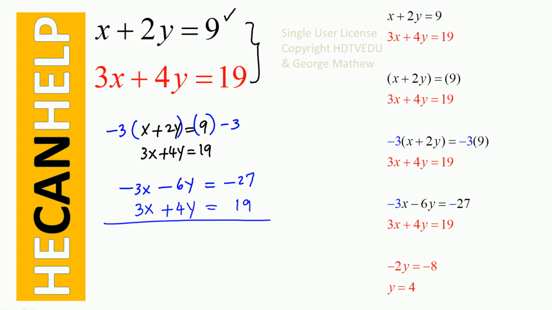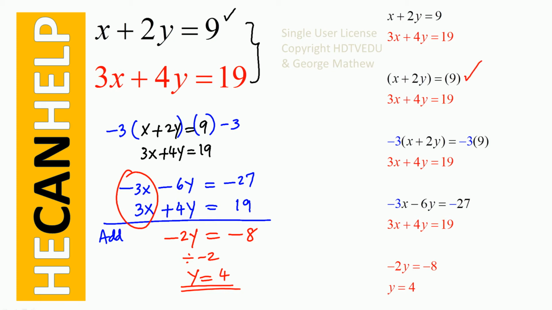And what do we do now? Add. And what do we get? What is 3x minus 3x? This is equal to 0. What is negative 6y plus 4y? It is negative 2y. And what is negative 27 plus 19? It is negative 8. Divide both sides by negative 2. And what do we get for y? It is positive 4. y is positive 4. So that's what I did here. I have x plus 2y equals 9.